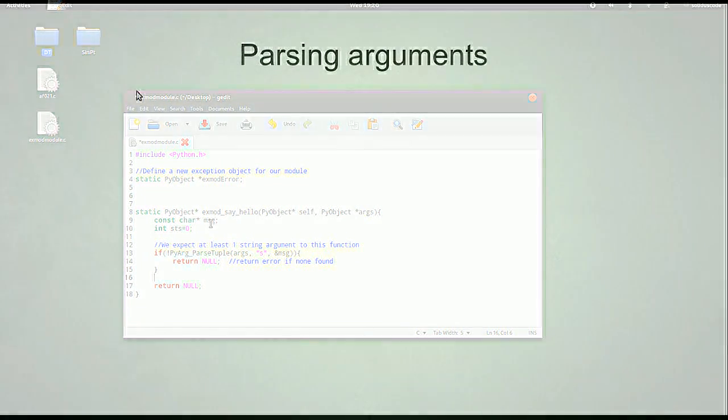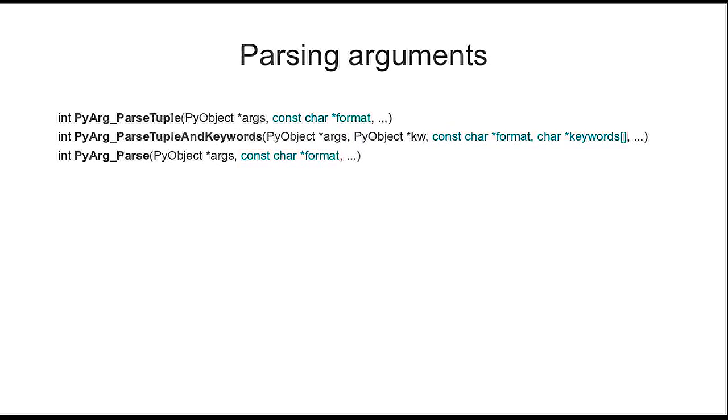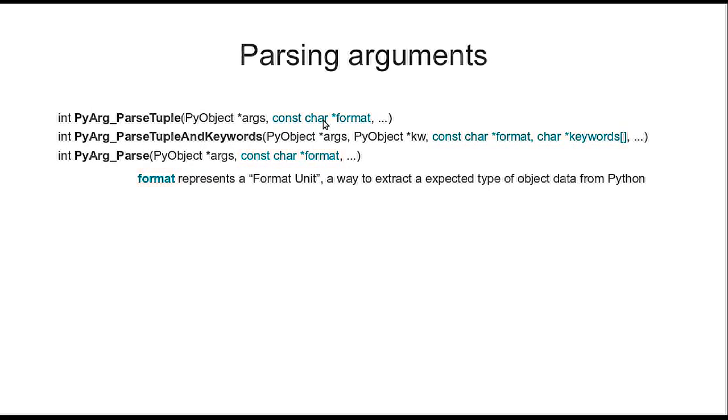When you pass an argument to a C extension module, you can extract that information from Python by calling one of these three functions. What this does is it takes the argument supplied to your function and converts it to a C representation. The C representation is achieved by using the correct formatting. And the formatting itself represents a way to specify what type of objects you want to extract from Python.